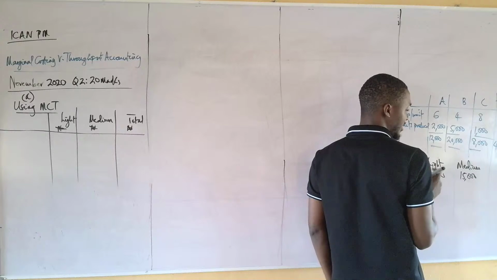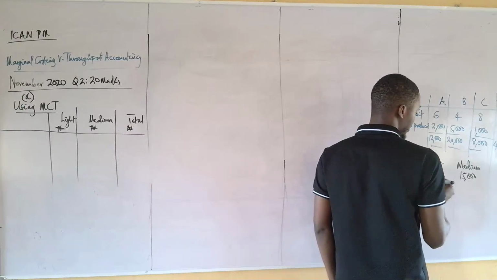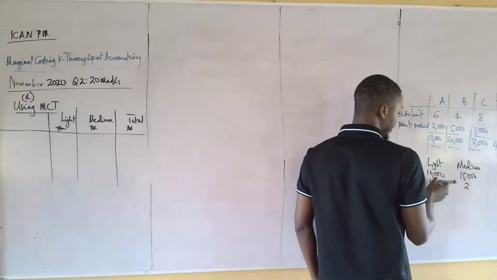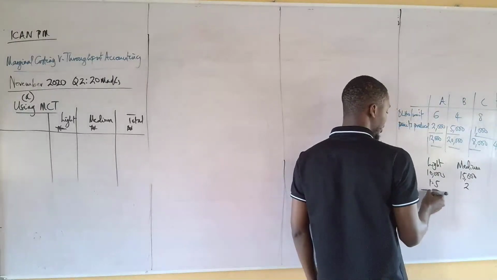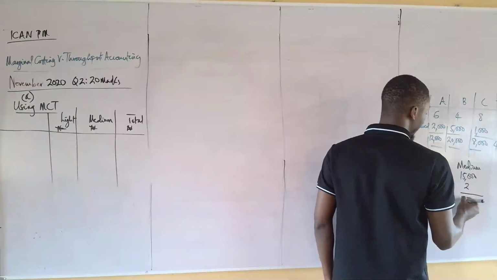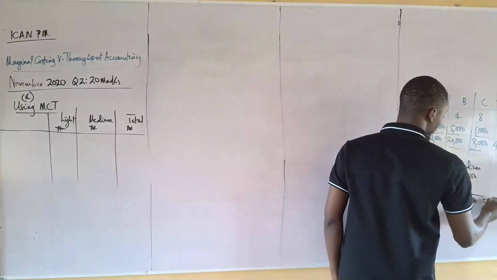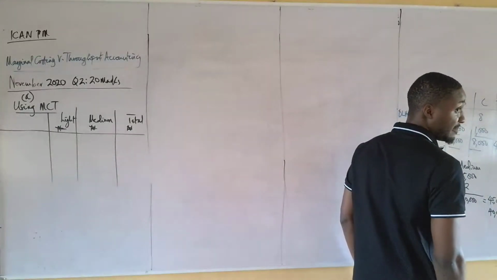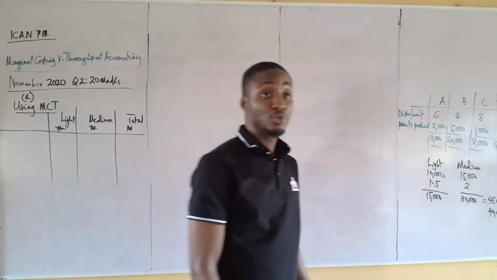Machine hours per unit. 1.5. And medium, 2. Let's multiply. You use 1.5 for 10,000 units, you'll be having 15,000. You use 2 for this, you'll be having what? So we need 45,000 machine hours. For how many machine hours in total do we have maximum? 40,000. Not enough to meet 45,000. So that shows us the bottleneck.